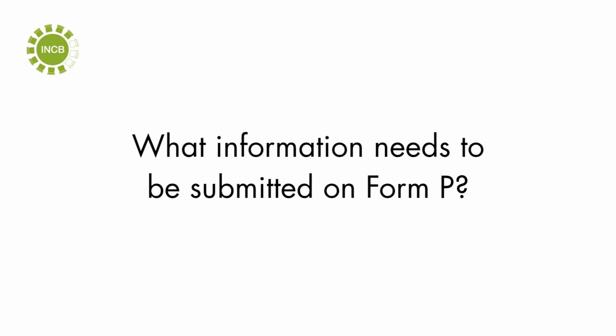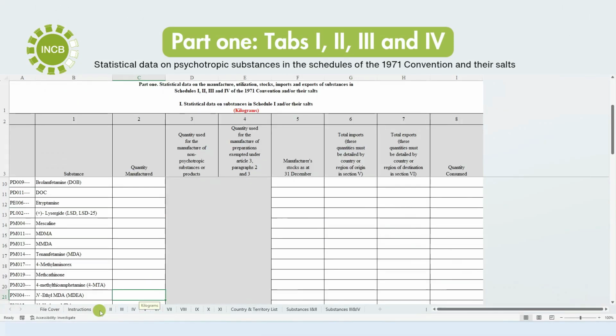What information needs to be submitted on Form P? In Part 1, you must submit for each psychotropic substance controlled under the 1971 Convention the following quantities: 1. That is manufactured. 2. Used for the manufacture of non-psychotropic substances, those not under international control. 3. Used for the manufacture of preparations exempted under Article 3. 4. Manufacturer's stocks at the 31st of December. 5. Total imports. 6. Total exports. 7. Quantities consumed.